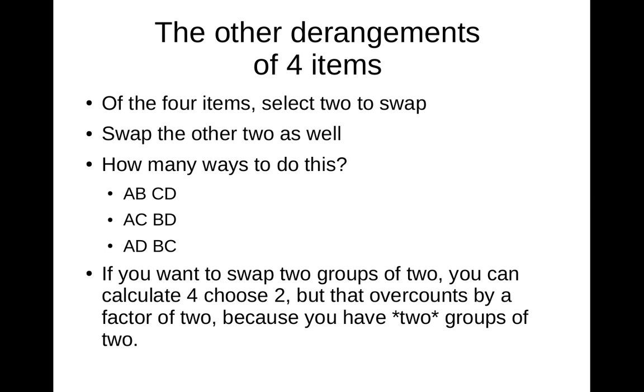Okay, so let's talk about the other 3 derangements for a bit. Of the 4 items, you could simply select 2 to swap, and then swap the other 2. And then you have another valid derangement, which is not a single cycle of 4. How many ways are there to do this? Well, you could just say 4 choose 2, but you have to consider that the other 2 people are also going to get swapped. So if you select A and B, it's identical to selecting C and D. So when you do 4 choose 2, you have to divide by 2 to get rid of the overcounts.